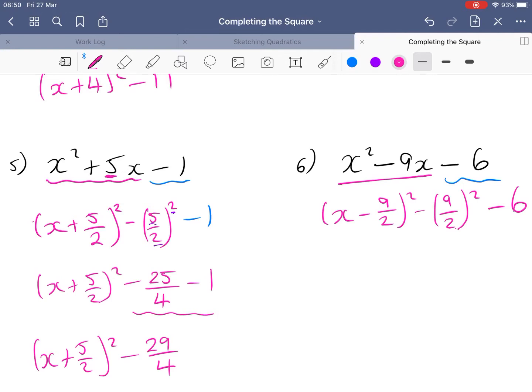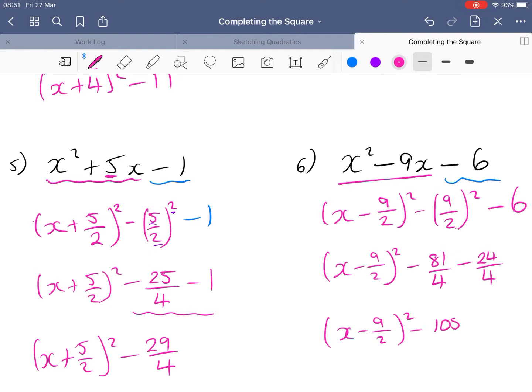Let's simplify this. So I've got (x - 9/2) all squared. Right, so the numerator is going to be 9 squared, which is 81. The denominator is going to be 2 squared, which is 4. Take away, right, let's work this out. 6 is the same as 24 quarters. So I'm left with (x - 9/2) squared minus 81 quarters, take away 24 quarters is going to be minus 105 quarters.